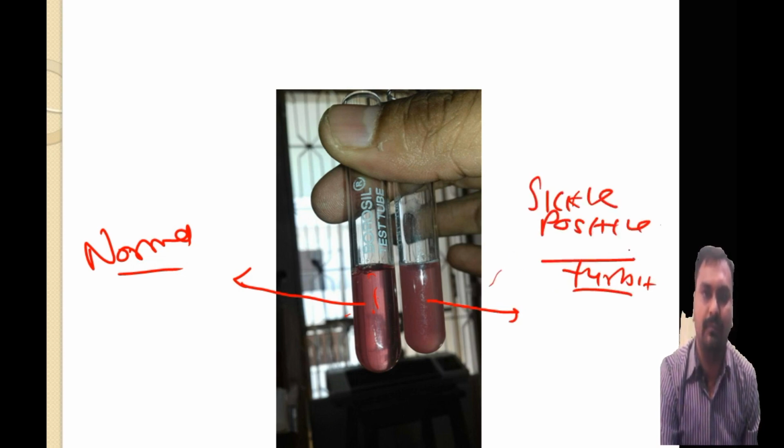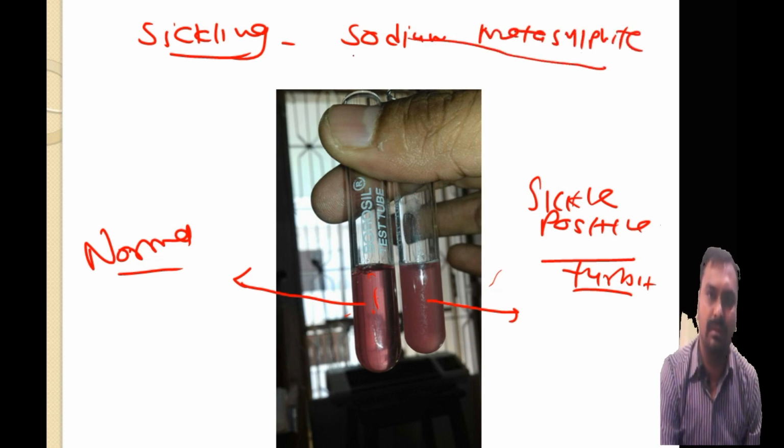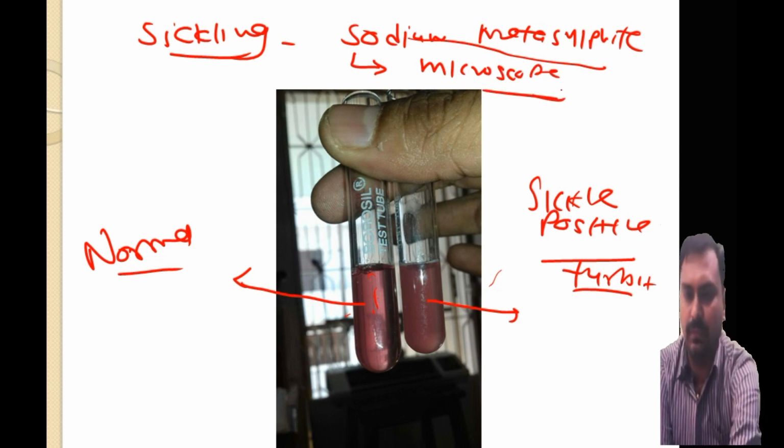It is the solubility test. One more is the sickling test, where sodium metabisulfite is added to the blood, and we keep the slide, and after some time we see in the microscope, and if sickle cell RBCs are seen, then it is positive.